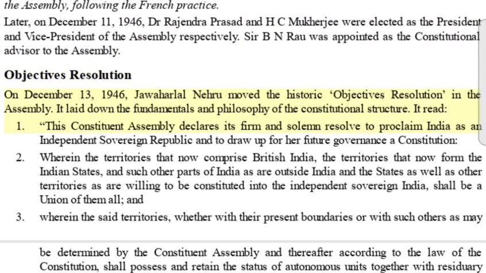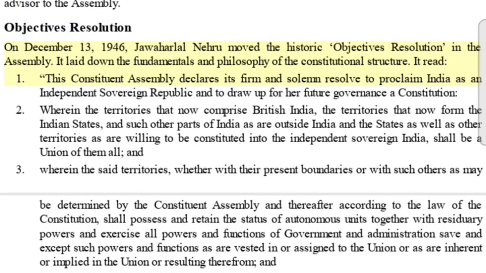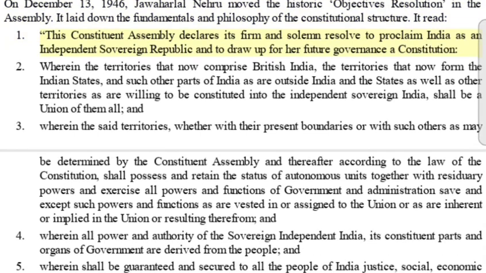Objectives Resolution. On December 13, 1946, Jawaharlal Nehru moved the historic Objectives Resolution in the Assembly. It laid down the fundamentals and philosophy of the constitutional structure. It read: 1. This Constituent Assembly declares its firm and solemn resolve to proclaim India as an independent sovereign republic and to draw up for her future governance a constitution.